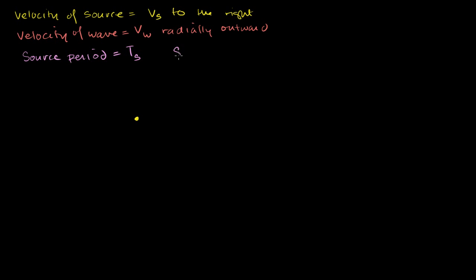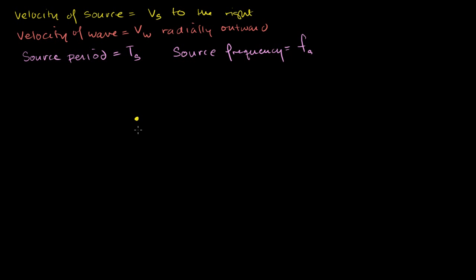And the source frequency, which, hopefully it's intuitive now, would be the inverse of this. So the source frequency, we'll call it f sub s. And these two things are the inverse of each other. The inverse of the period of a wave is its frequency, vice versa.